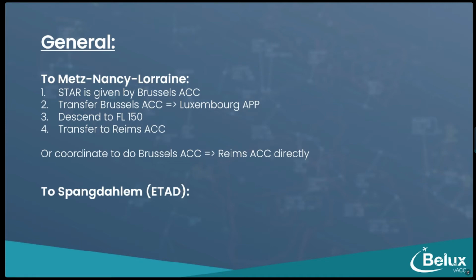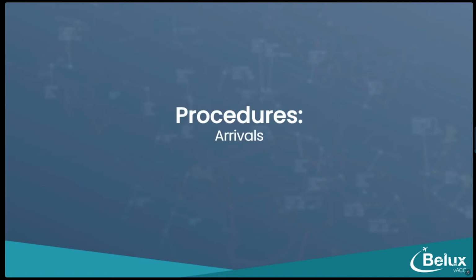Another one is Spangdahlem. I'm probably pronouncing that completely wrong, but anyway, not much traffic goes over there. But if you were to have one, basically the idea is descend to reach 5,000 by BTEX and make sure you transfer early to Langen radar.